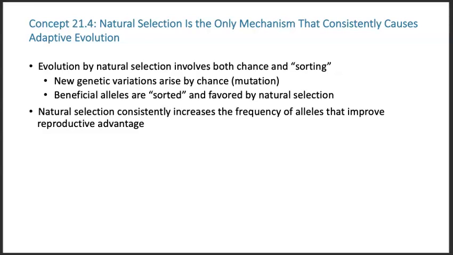So when a lot of people think that natural selection is just chance, they're really missing out on the main process. Yeah, it might be chance that you have a particular mutation or not, but whether or not you survive based on that mutation is not chance. That's sorting. And natural selection does increase the frequency of alleles that improve reproductive and survival advantage.